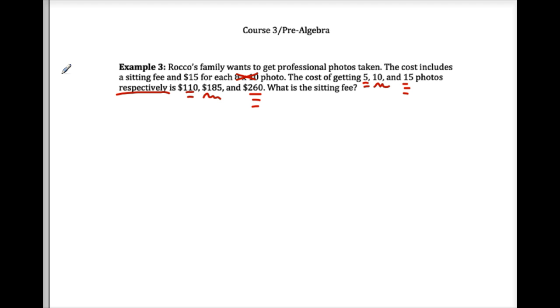All right, what's the sitting fee? I don't know that. Anybody know anything about this problem? Can you come up with one very important piece of information? Give me one thing you know from this problem. That's the slope. Very good. Guys, the slope is $15.